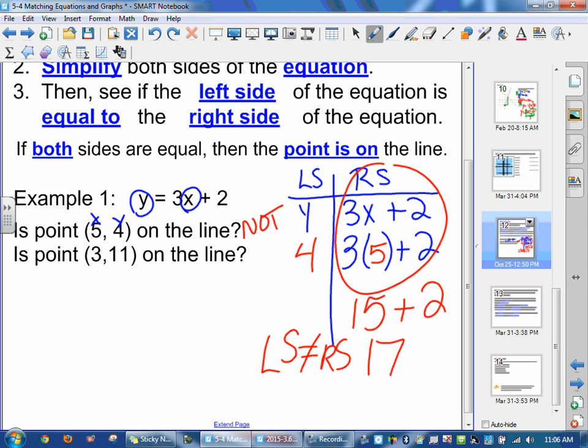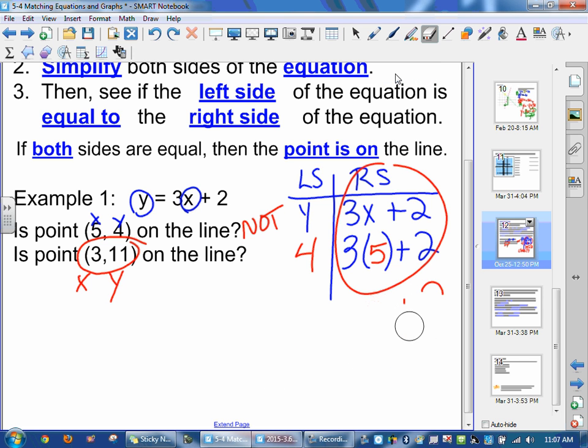We're going to do the exact same thing. We're going to use the second set of numbers. We're going to use the 3 and the 11, the other x and the other y. We're checking to see if it's on the line or not. Okay. I'm going to erase those. I'll give you a moment to look at mine in a moment, okay? So let's put those other numbers in. y now is 11, and x is 3.